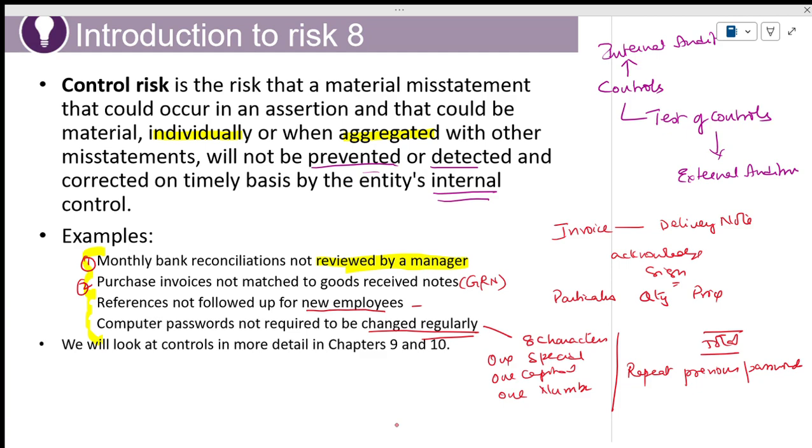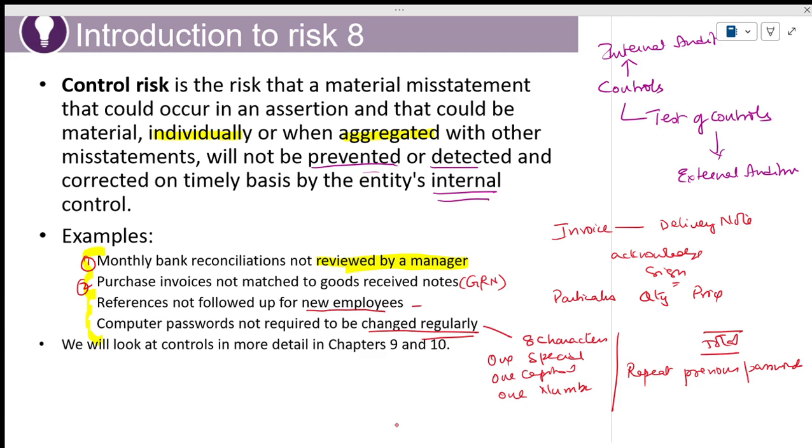One is with respect to bank reconciliation not reviewed by the relevant authority. You are not matching the purchase invoices with the goods received note. We are not following up the references of the new employees, and most importantly, computer passwords are not changed regularly. Are you clear about this?